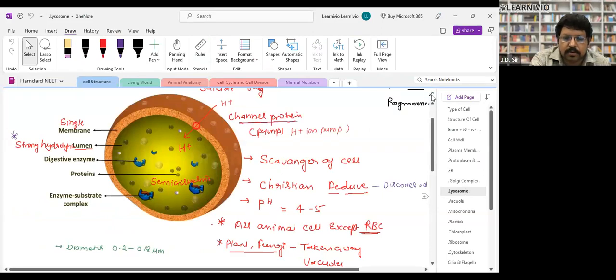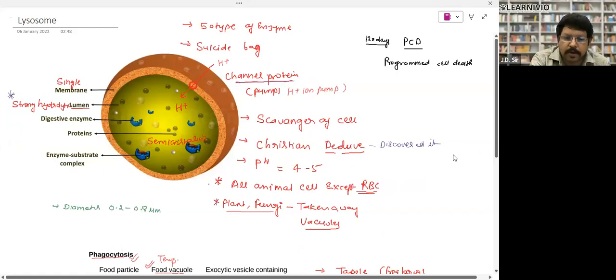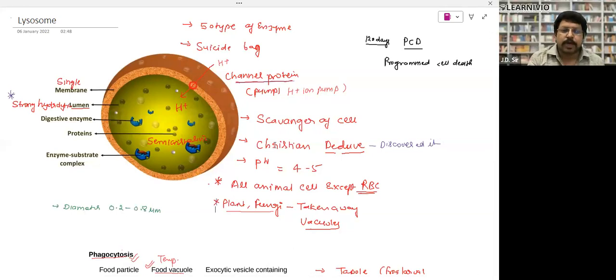Now the next is lysosome. Same as before, first I would like to explain it for you. I have already told you that formation of lysosome takes place from Golgi complex, right? Lysosomes are also known as the suicide bag. Why are they called suicide bag? This is an important question for you. Can you tell me why they are called suicide bag?